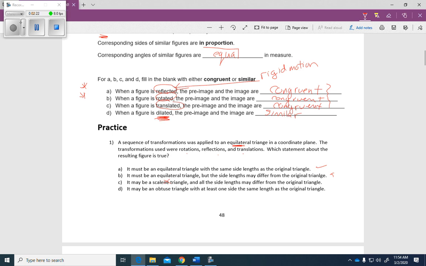It has to stay the same shape, even if I did a dilation. And then D, it may be obtuse. Not true. So it's choice A.